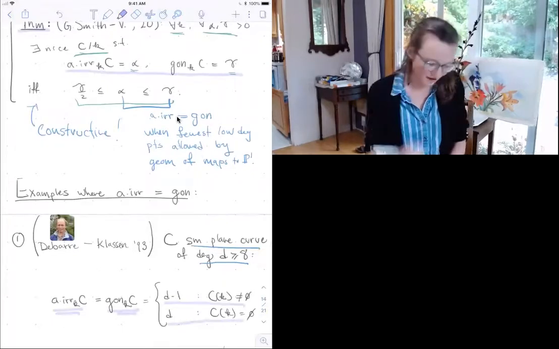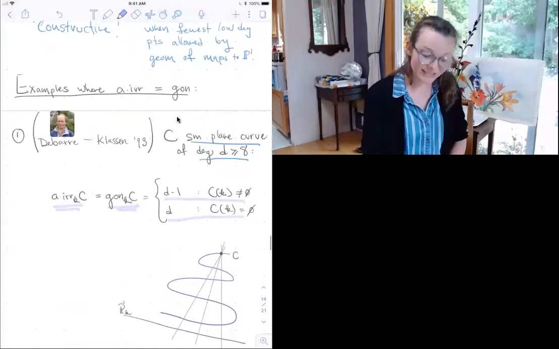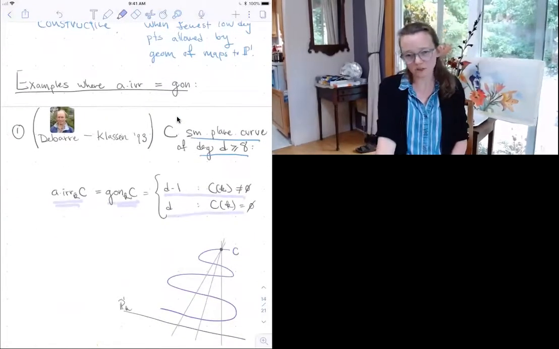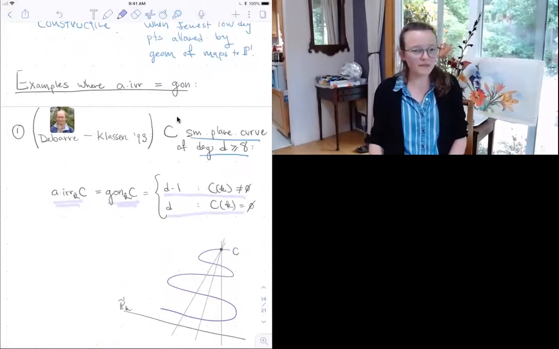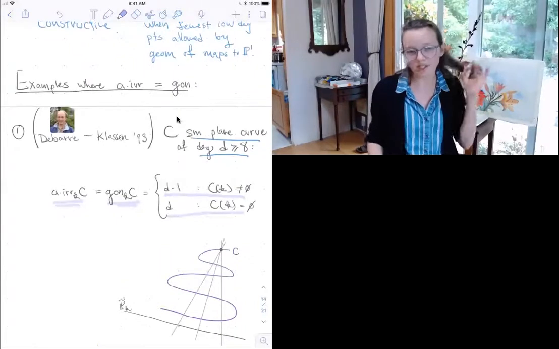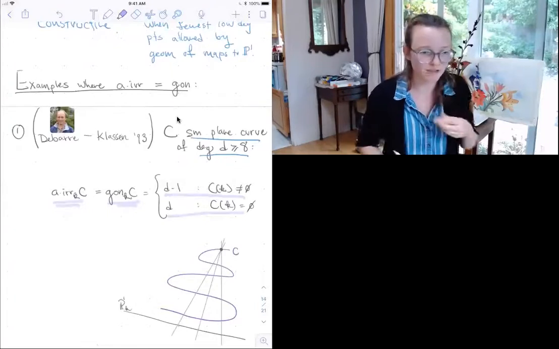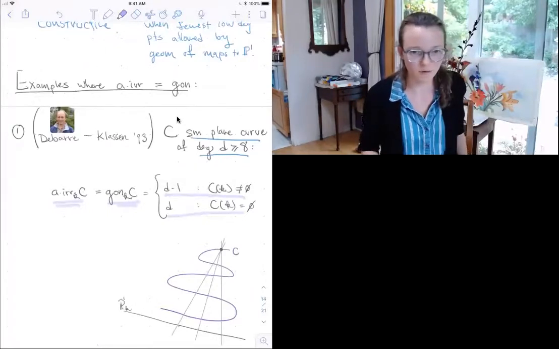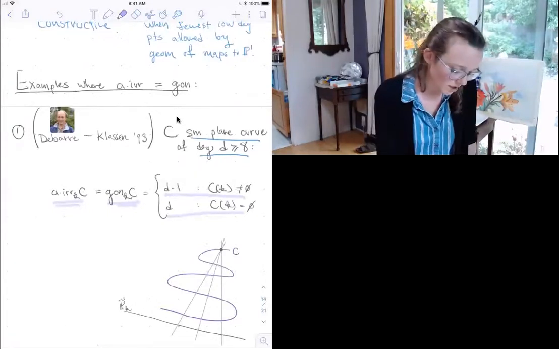And these might look kind of familiar because you've already seen it in the case d equals 2 I showed you. So these lowest degree maps to P1 are achieved by projection from either a point on the curve if it has a rational point, or projection from a point off the curve if it doesn't have a rational point.